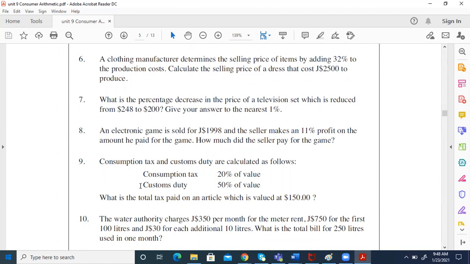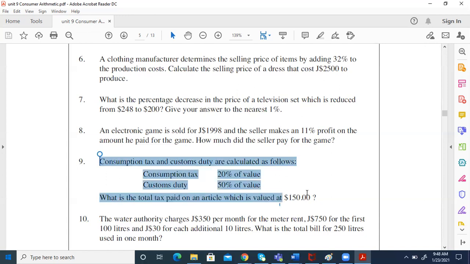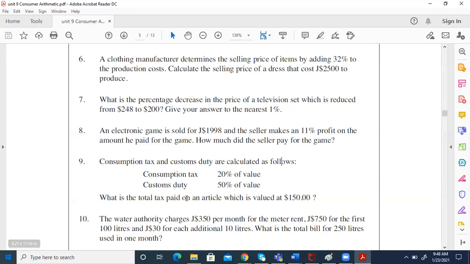All right. So this one, how do you think you would approach this? It's asking what is the total tax paid, right? So based on what it says, I'm taking customs duty to be a type of tax, right? So you would just say, all right, it's 20% of that value.